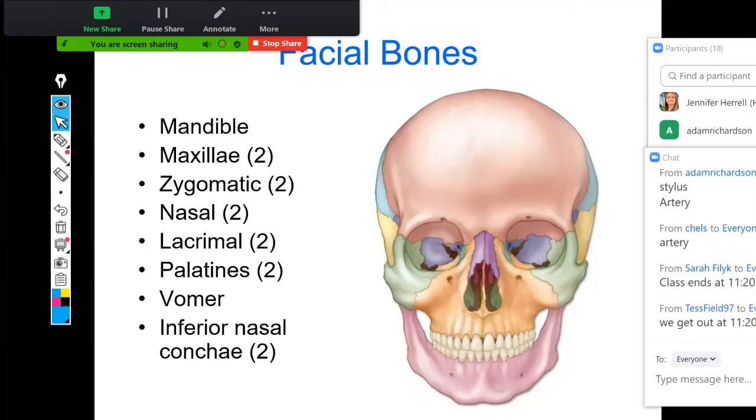Let's continue with the face then. Let's add the face to the rest of the skull. So here we have that front view too. Let's review this. What is this big bone? What's the big bone of the forehead again, guys? Oh, and I see the chat just popped up. Thank you, guys.